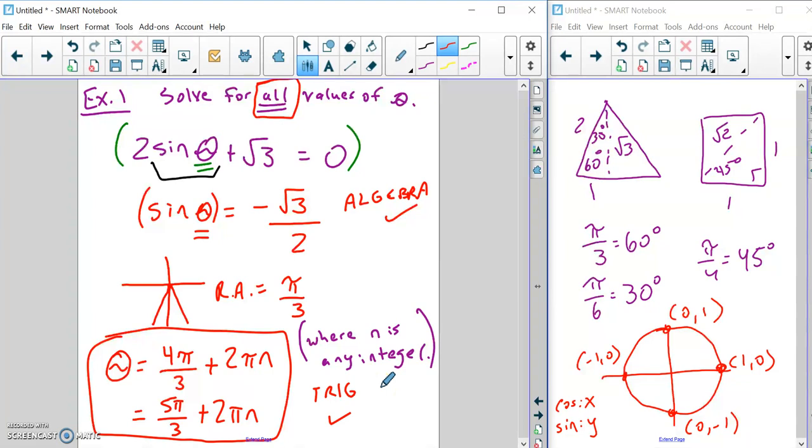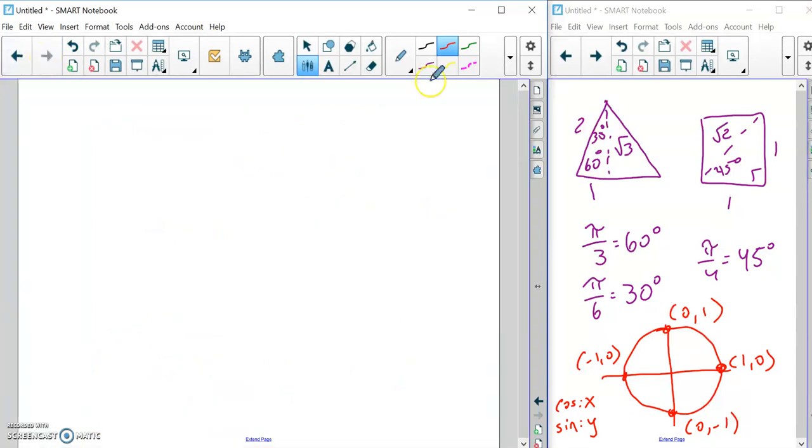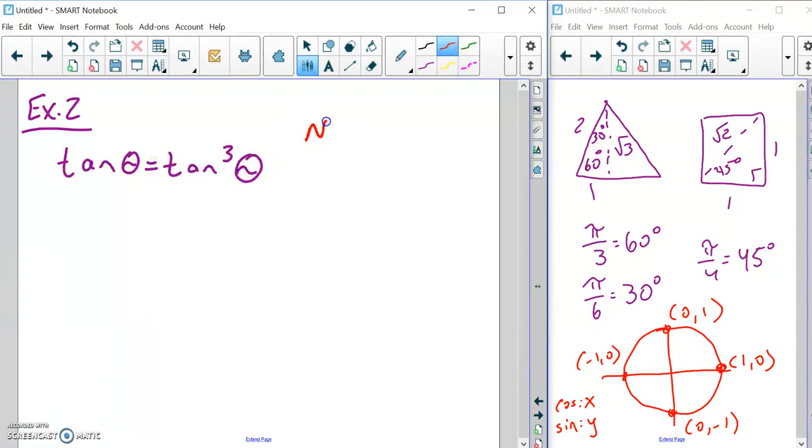Pretty much all of our notes for today are just going to be some examples of me solving some equations that will get progressively a little bit more difficult as we go. So, example 2. We'll have the same directions here, and our equation this time is tangent of theta equals tangent cubed of theta. So we'll note here, tangent cubed of theta is equal to tangent of theta cubed. So it's just tangent being multiplied by itself 3 times.